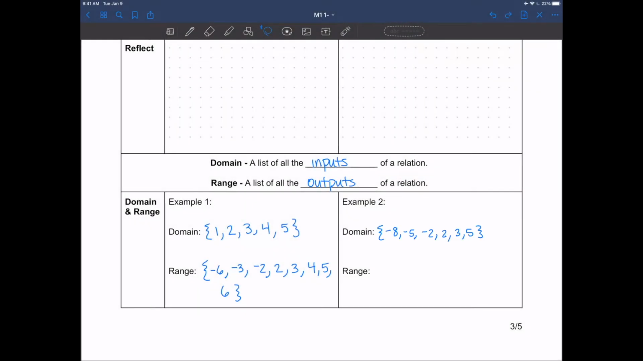The domain is the set of these x values here, -8, -5, -2, 2, 3, and 5. And the range is the set of these y values, -3, 2, 4, and 7. So remember, if it repeats, you do not have to write it twice. Just write it once and you'll be good to go.